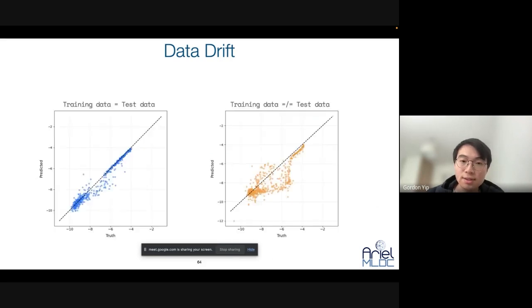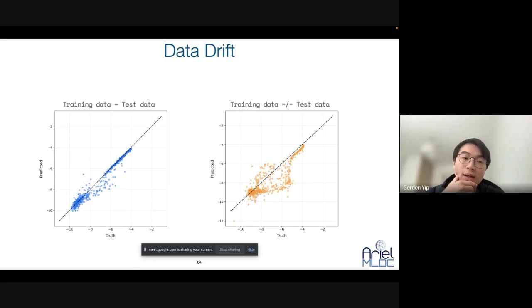And we can actually see in more detail what is happening. On the left is when your training data equals the test data. We are plotting the prediction against the ground truth, meaning that everything lies on the diagonal. If you have a perfect predictor, everything should lie on the diagonal dotted line. And it is in that case.